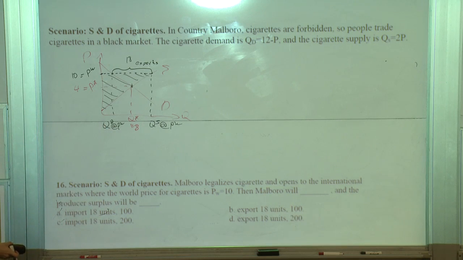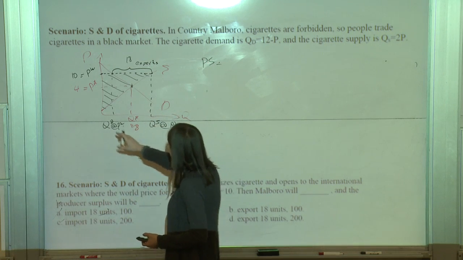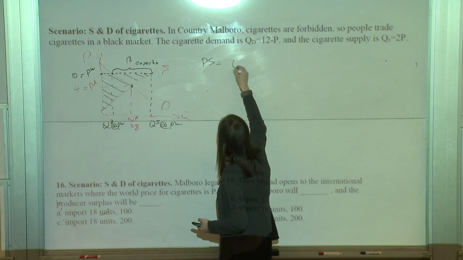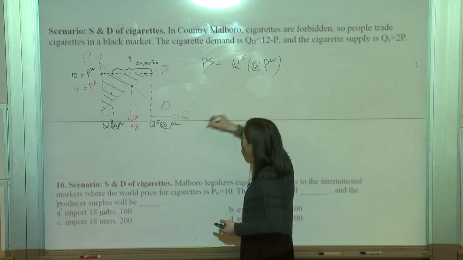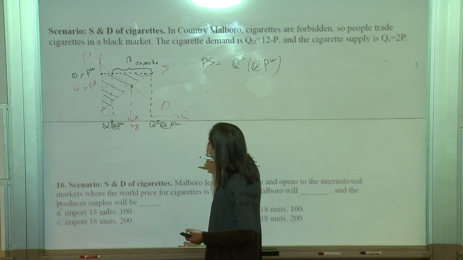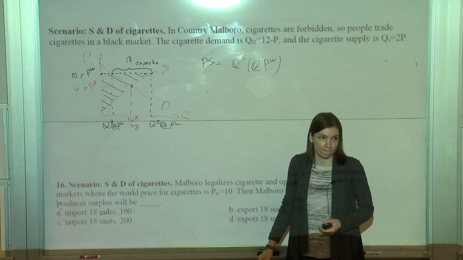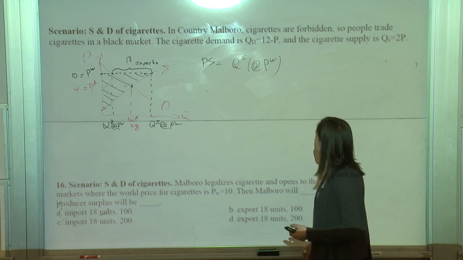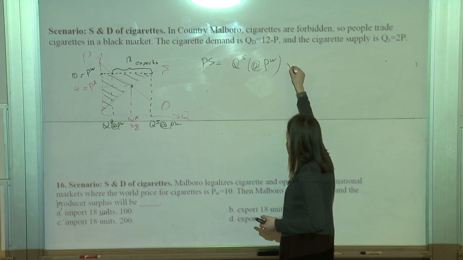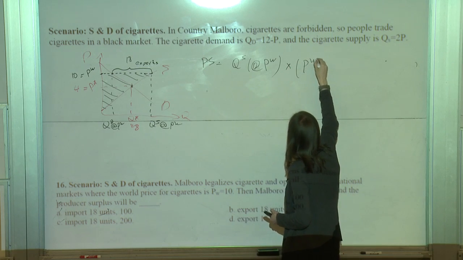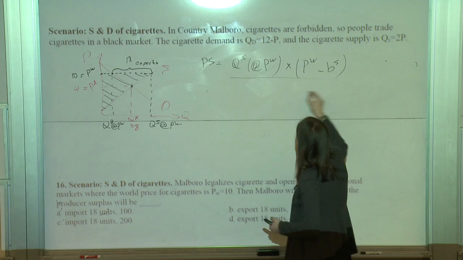And what is it? To express it in terms of a formula, this is a right triangle. So this side is the quantity supplied at the world price. And the other side is the difference between the world price and the intercept of the supply curve. Do we see that? The quantity supplied at the world price, times the difference between the world price and the intercept of the supply curve. The whole thing divided by 2.